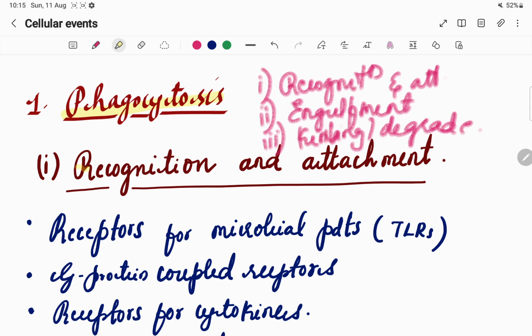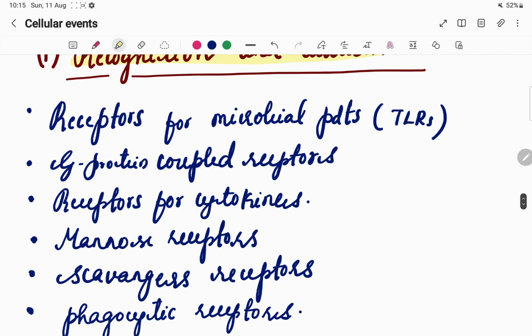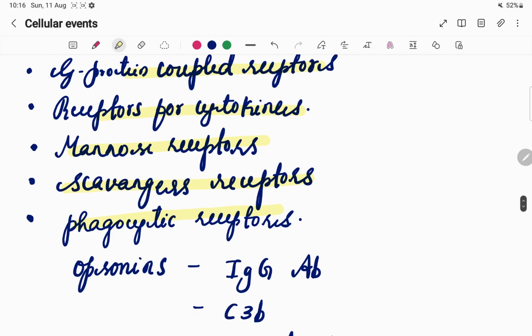So the first one is recognition and attachment. These receptors on the surface of phagocytic cells recognize the components of the microbes. ഇഞ്ചുറിയസ് ഏജൻറ്റിൻ്റെ അല്ലെങ്കിൽ മൈക്രോബ്സിൻ്റെ കമ്പോണൻസ് നമ്മുടെ ഫാഗോസൈറ്റിക് സെൽസിലുള്ള റിസപ്റ്റേഴ്സാണ് റെക്കഗ്നൈസ് ചെയ്യുന്നത്. And those receptors include the receptors for microbial products, which are the Toll-like receptors, then G protein coupled receptors, receptors for cytokines, mannose receptors, scavenger receptors and phagocytic receptors. അപ്പോൾ നമുക്ക് ഓർമ്മിക്കാൻ പറ്റുന്നത്.